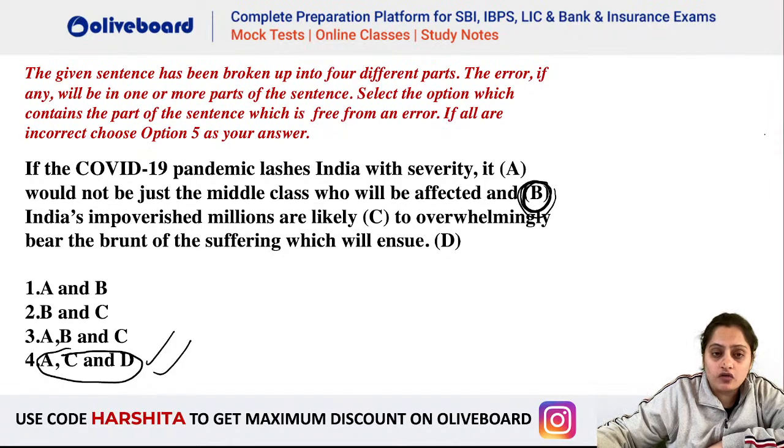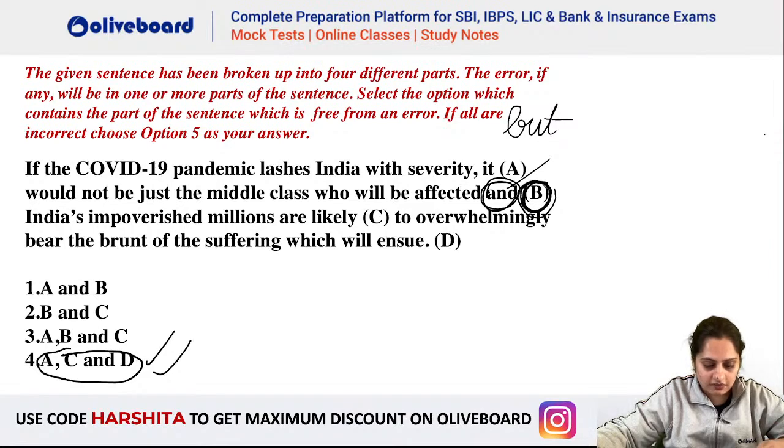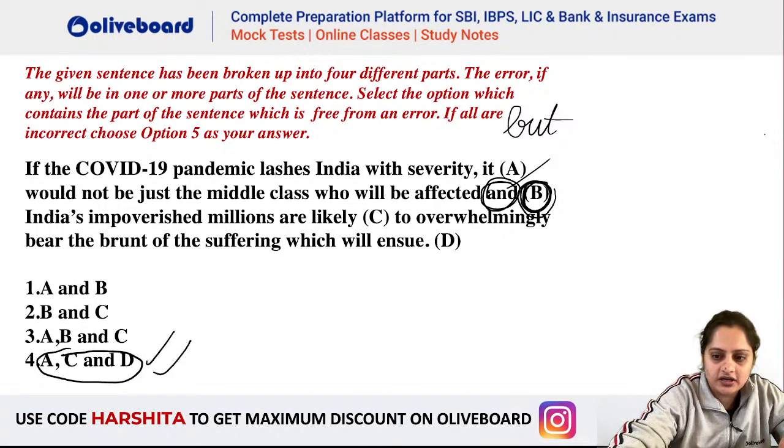No. If the COVID pandemic lashes India with severity, it would not be just the middle class who will be affected. Now, you are giving contrast. Why will you write "and"? But India's impoverished millions are likely to overwhelmingly bear the brunt. They will also suffer. There is contrast. It is not only the middle class, but also India's impoverished poor people, millions of poor people. Okay, guys, are you getting it? "Will be" is correct. Contrast sense. You are not just adding a point, and "and" will not come here. So the error is in B.